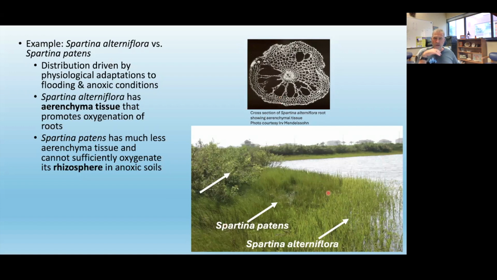Now, it's also salt tolerant, right? It's able to manage that salt. But Spartina patens doesn't have that ability. So the consequence of that is that it's going to find itself more in these upslope areas where it's not subject to that stress. And that reduces the amount of competition that it has from the Spartina alterniflora.